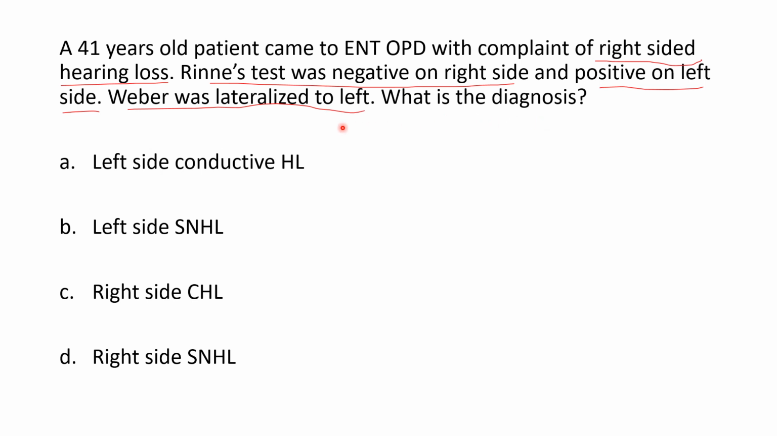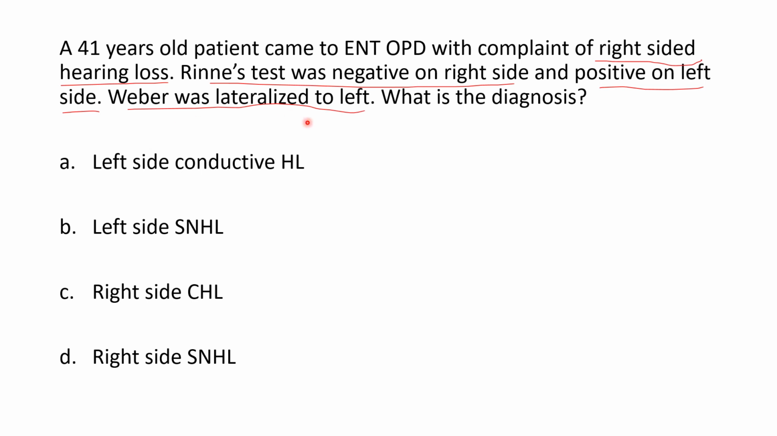Now this is an MCQ which is based on the concept of tuning fork test. So two tests have been done, Rene test and Weber test. Now based on these two tests, we need to know what is the diagnosis. So the points here are that the patient is having right-sided hearing loss. So in such questions, the first two options as seen here, left-sided conductive or left-sided sensory neural, are already ruled out because the patient is having right side hearing loss. So it will be either right side conductive or right side sensory neural.